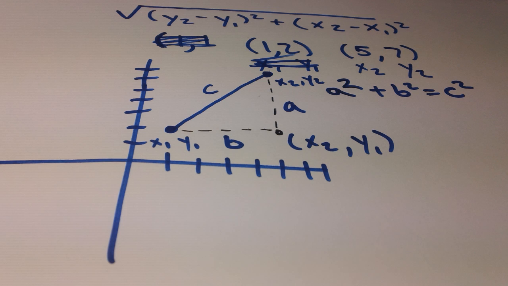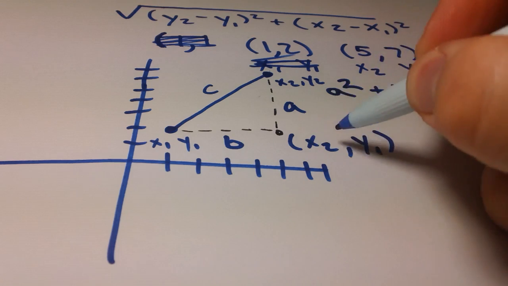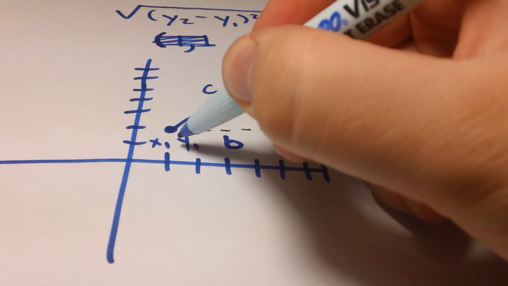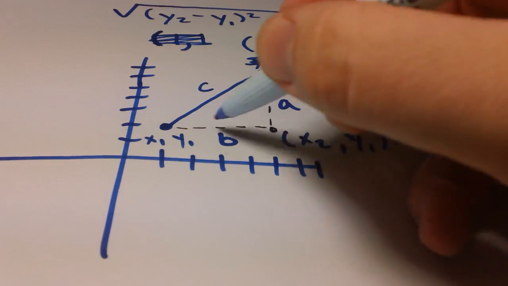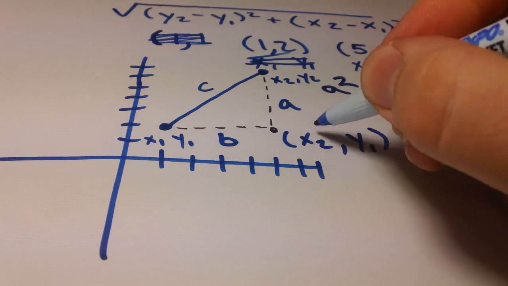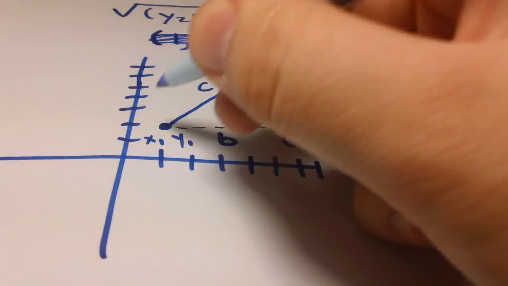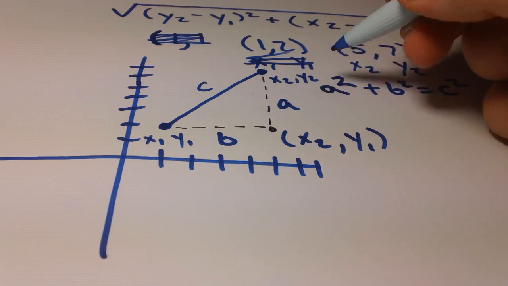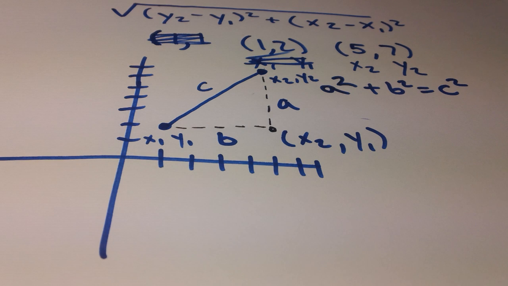Now the reason this is important is because anytime you want to find out how long a vertical or horizontal line is, you take the farthest out point and you subtract the point that's closer to the origin, right? So for this horizontal line, we'd be taking 5 minus 1, or x2 minus x1. For the vertical line, we'd be taking y2 minus y1. Let's go ahead and write that down.